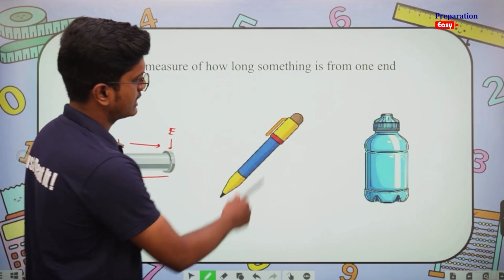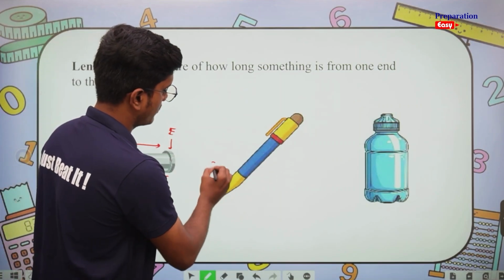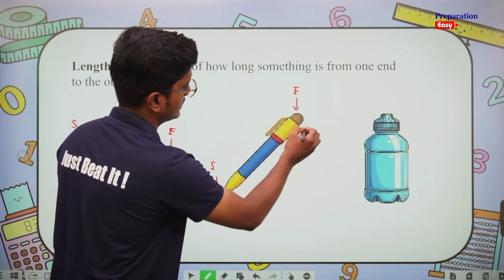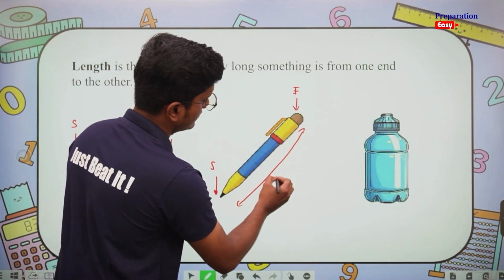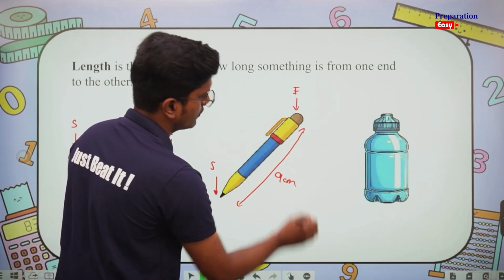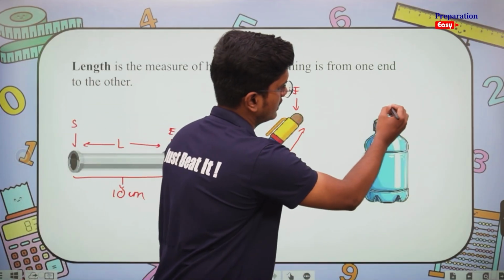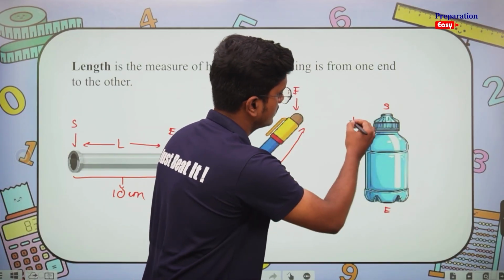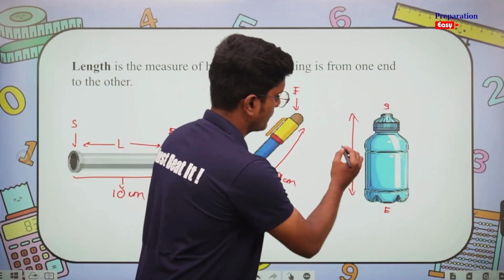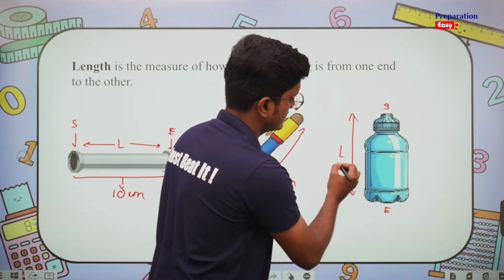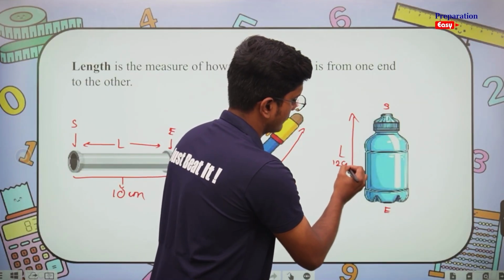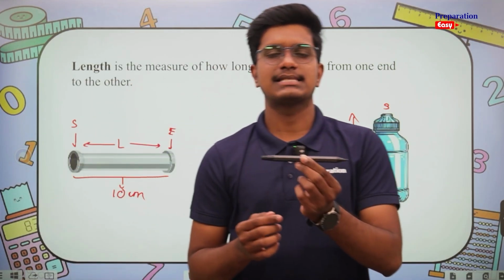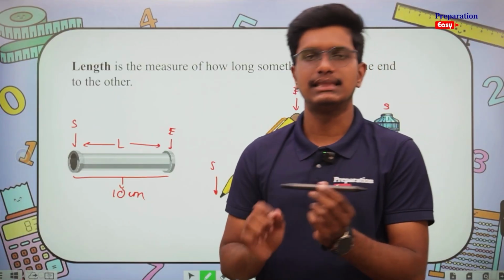This is another example, the pen. The pen has a starting point as well as an ending point, so there could be a length for this pen as well. We assume that the pen length is 9 centimeter right now. And this is the water bottle, which has a start and an end. So it has a height, right? This is also a length, and we assume this length is 12 centimeter. Each and every object which has a starting point and an ending point has a length.